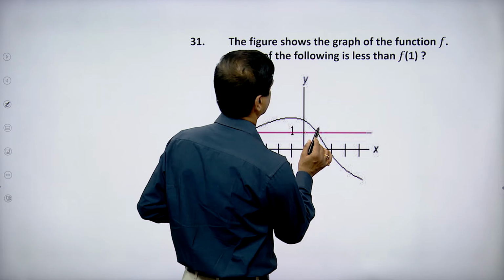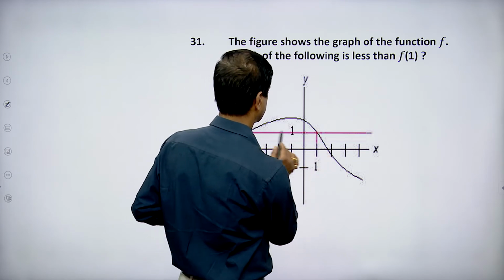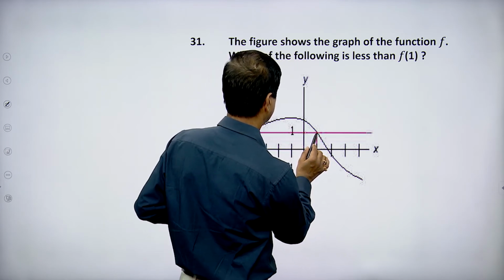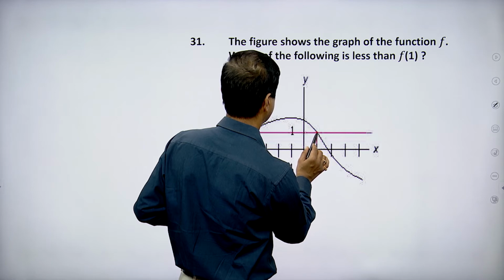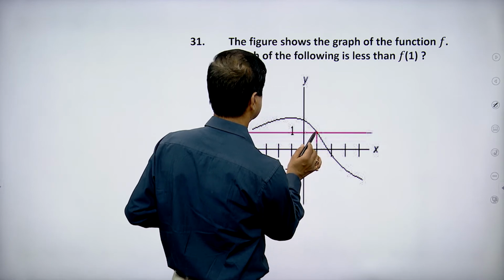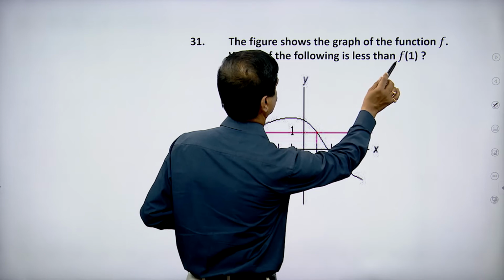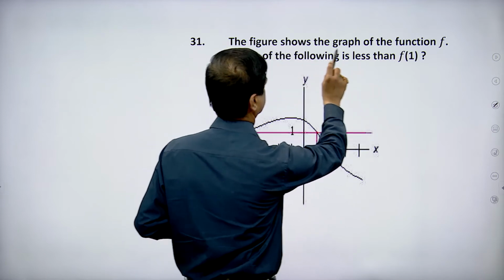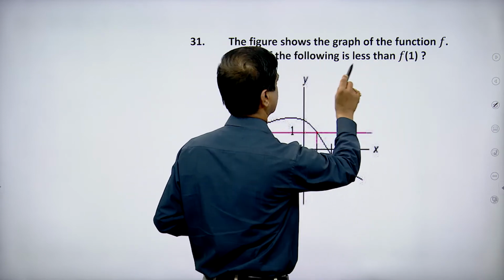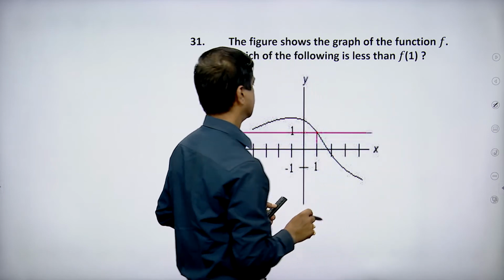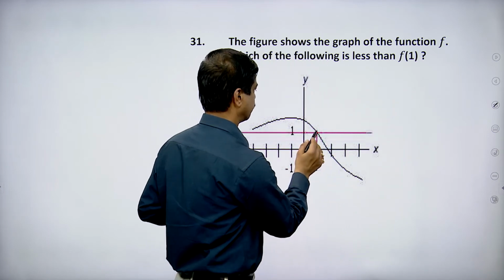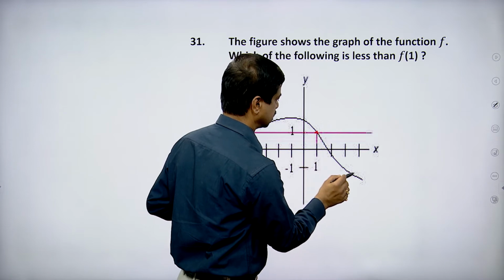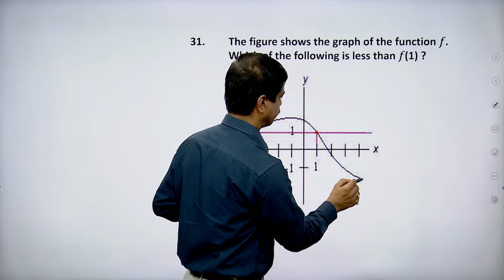You see y equal to 1, sorry. Till here it is y is 1 and this is y is greater than 1. So, what is that he said? The figure shows the graph of a function f, which of the following is less than f of 1. This is f of 1. Less than f of 1 is this or not? This all is less than f of 1.